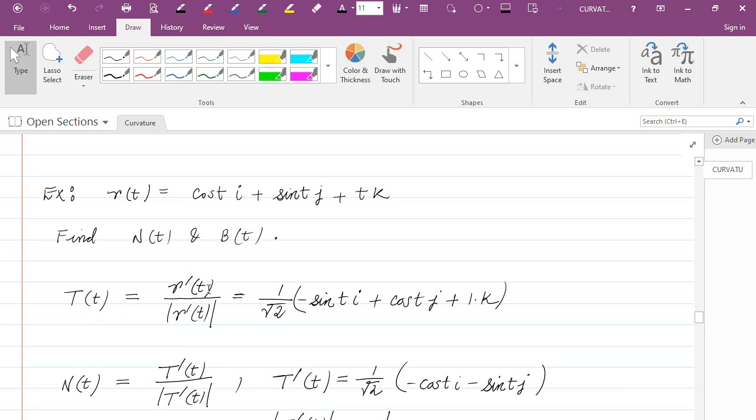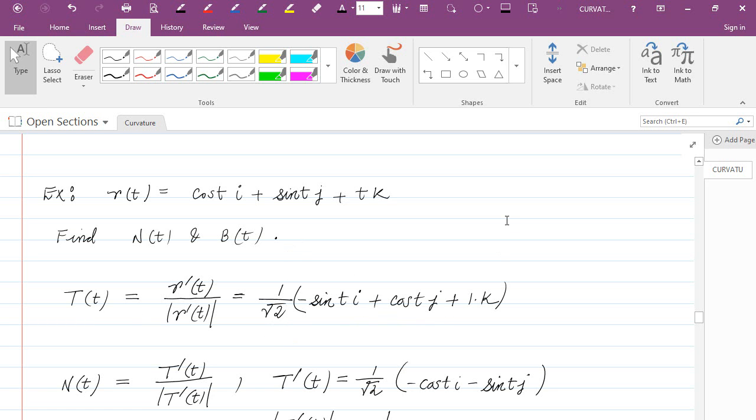And what is r prime of t? R prime of t would be negative sine t i plus cosine t j plus 1k, and then the length of this would be sine squared plus cosine squared plus 1, which would be 2, and you have to take the root, so you get root of 2. So the length of this r prime of t is root of 2. So we get 1 over root of 2 times this. So that's capital T of t.